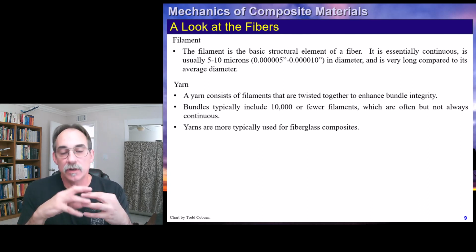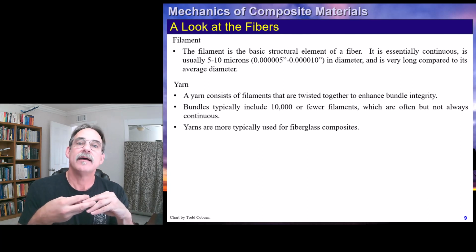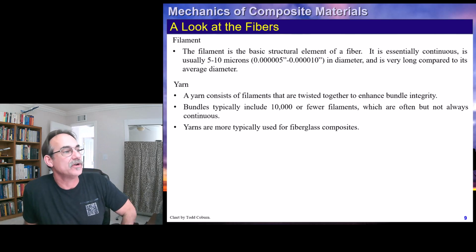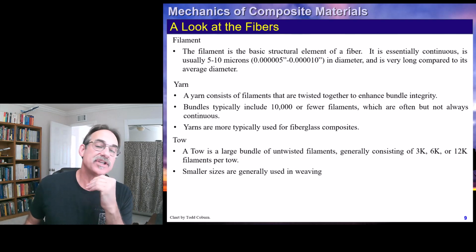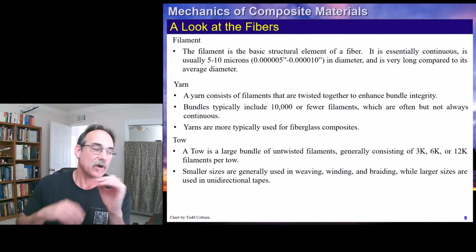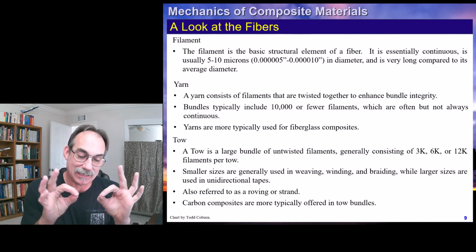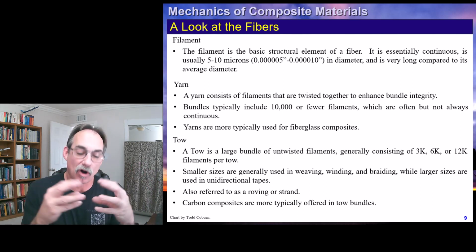together to create a little more stable string-like element. We're going to call that a yarn. Typically, these are going to be 10,000 or fewer filaments and are often continuous but not completely. Okay? These are more common for fiberglass composites. Now, we use this word tow as another, so we could just call this loosely strings, right? A filament is one little element within the string. A yarn and a tow are just two different words for that.